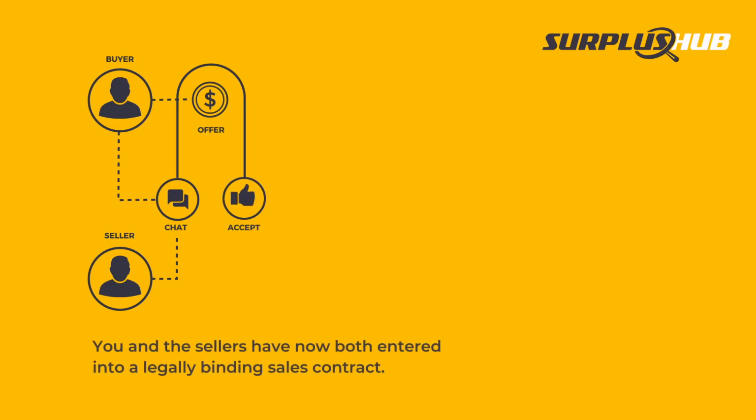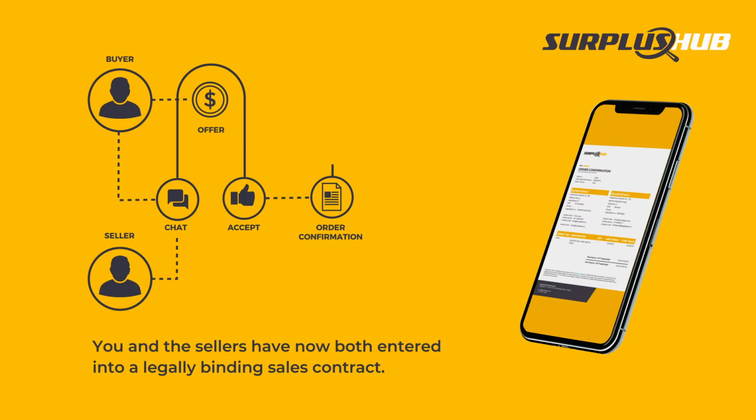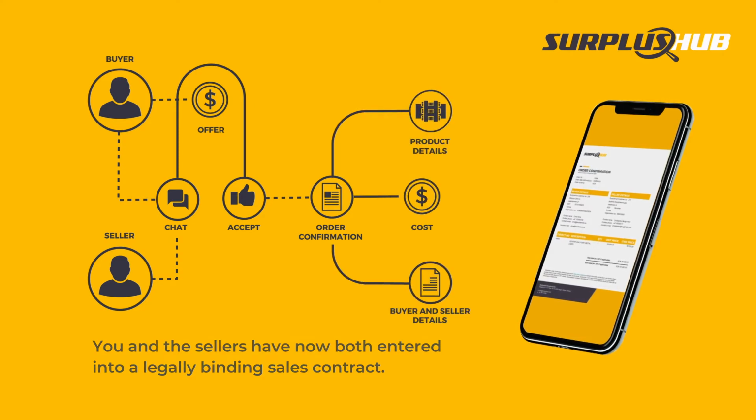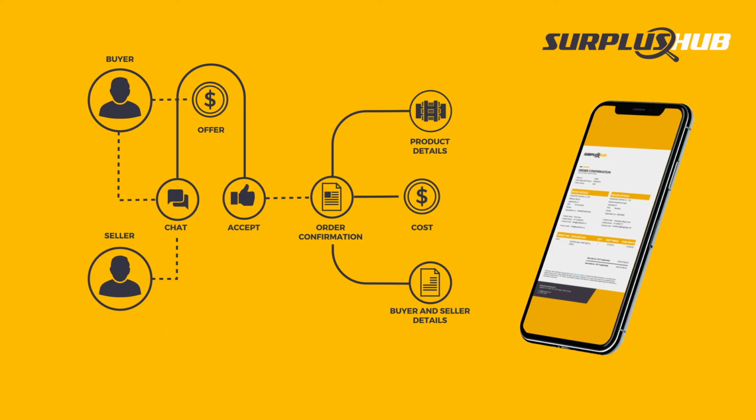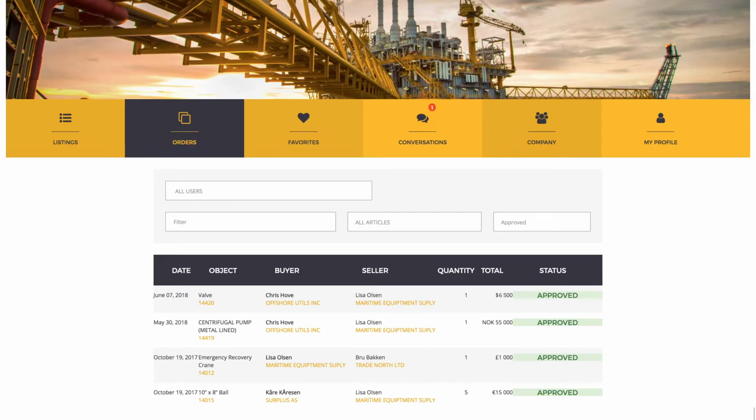When a price has been agreed upon, you will receive an option to either accept or reject the buyer's offer. If you reject, the chat dialog will stay open, allowing negotiations to continue and the buyer to make a new offer. If you choose to accept the offer, an order confirmation will be sent to both parties from the SurplusHub system with all the necessary details included.